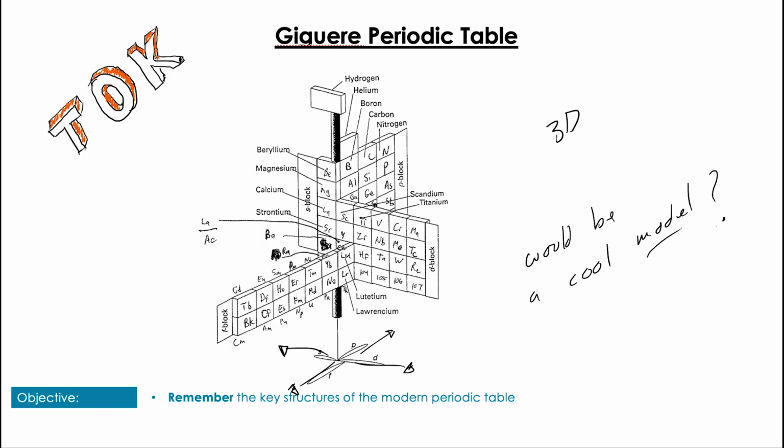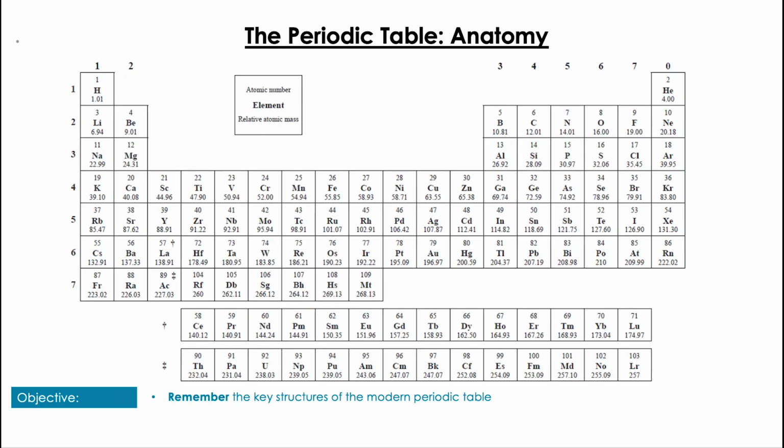Depending on what we want to use it for, we may use a different periodic table. That doesn't necessarily make one right or wrong. They're all models. What's important for the IB course is that you know the anatomy of the traditional periodic table. You know your way around it, you know how to read it, and you know how to use it as a tool.